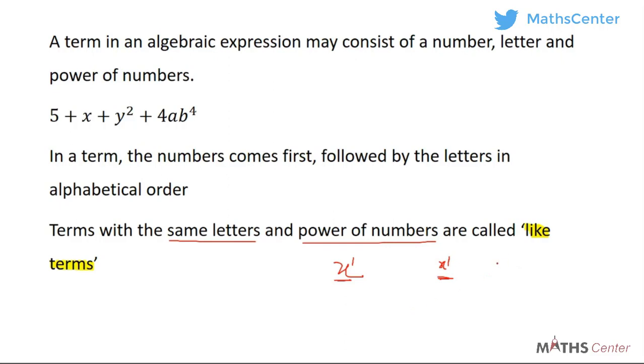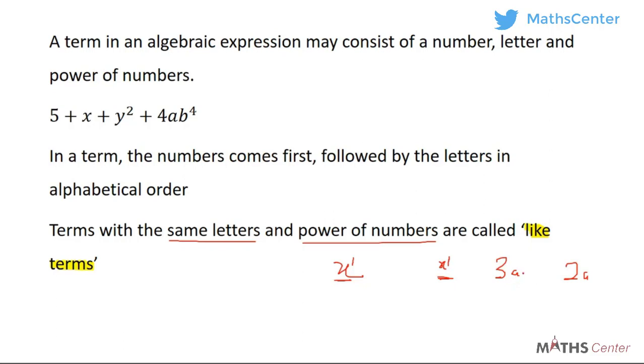Here's another example. Let's say we have 3a. Then we have 2a. Remember, when we are talking about like terms, our interest is not in the numbers or the coefficients of the letters. Our interest is in the letters. For two terms to qualify as like terms, we have seen the two conditions. They must have the same letters and they must have the same power of numbers. So we are going to consider this term here. The first term is 3a and the second term is 2a. Our focus is not on the coefficients but on the letters or the variables.